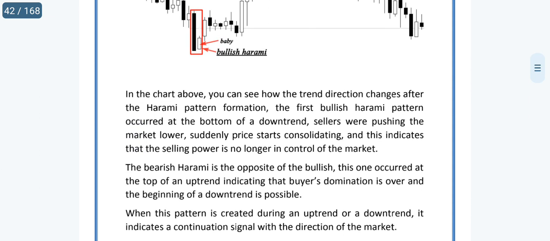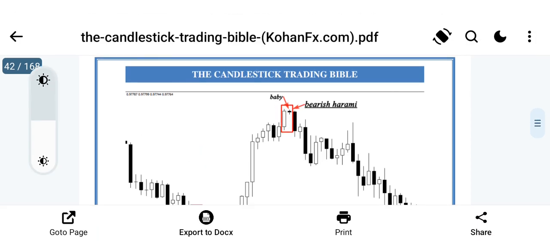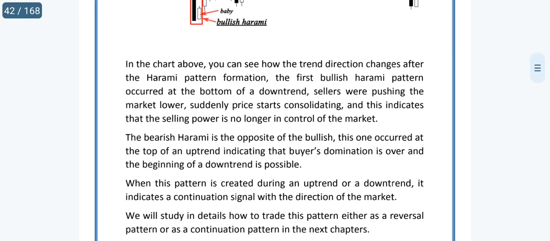The bearish Harami candlestick pattern is the opposite of the bullish one. This one occurs at the top of an uptrend, indicating that the buyers' domination is over and the beginning of a downtrend is possible.